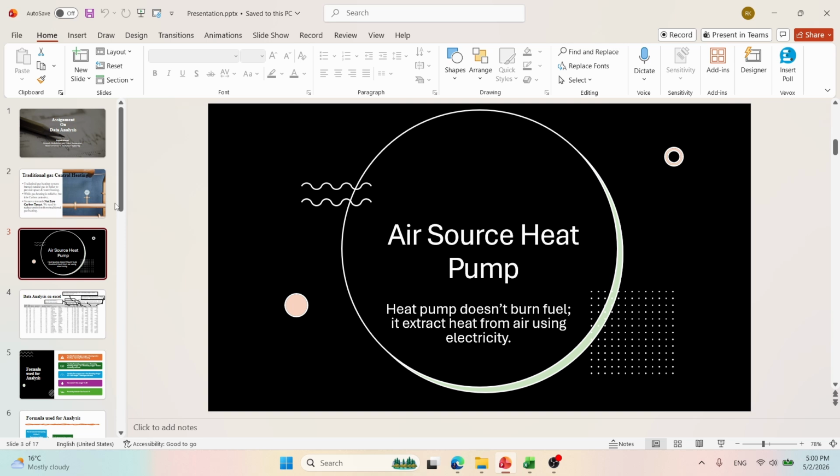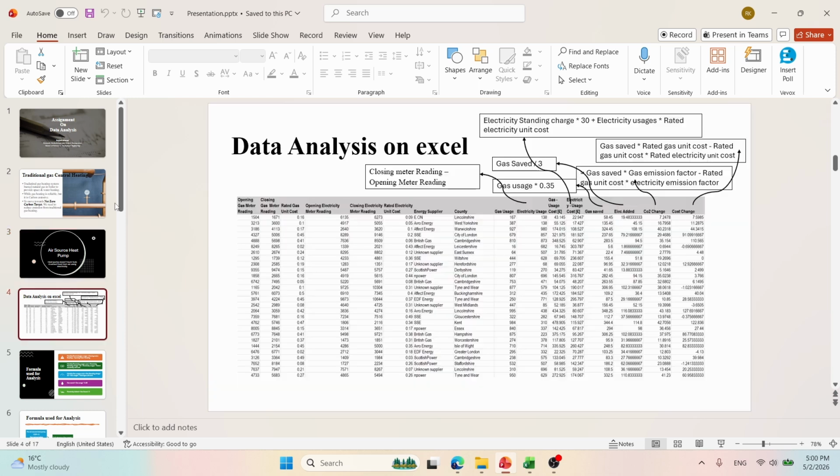A heat pump doesn't burn anything; it only extracts heat from the air and heats it using electricity. This is the model from which I got the results. The main thing is that one third of gas usage is totally taken over by electricity. Our main question is: if we replace one third of gas with electricity, can we get good results in terms of carbon dioxide and in terms of cost?